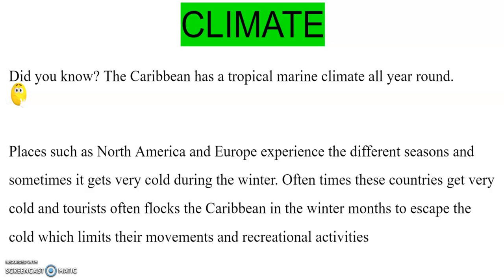Yes, we do, right? So places such as North America and Europe experience the different seasons, and sometimes in these countries it gets very cold during the winter. So oftentimes these countries get very cold and tourists often flock to the Caribbean in the winter months to escape the cold, which limits their movements and recreational activities. So climate is another factor that influences a tourist from the supply country to visit a Caribbean destination. So they love our tropical climate, especially during the winter time in their country.